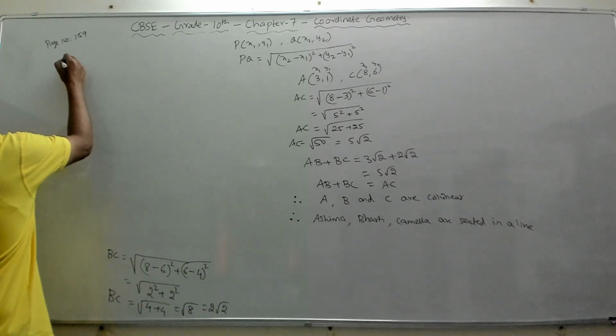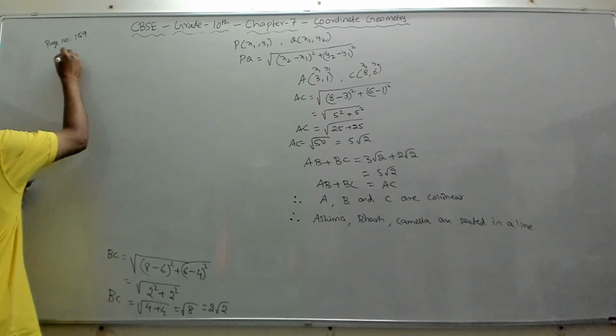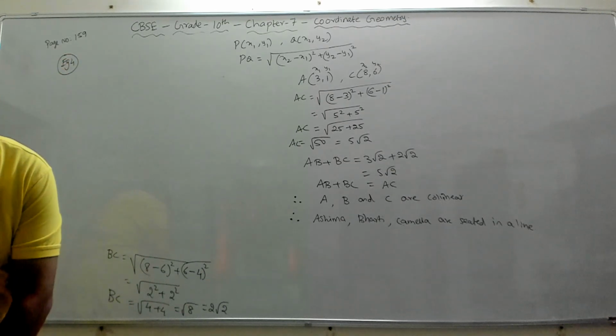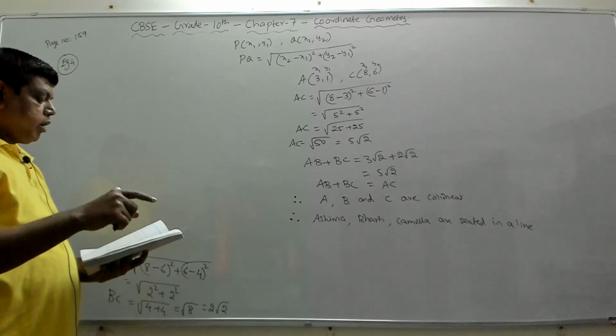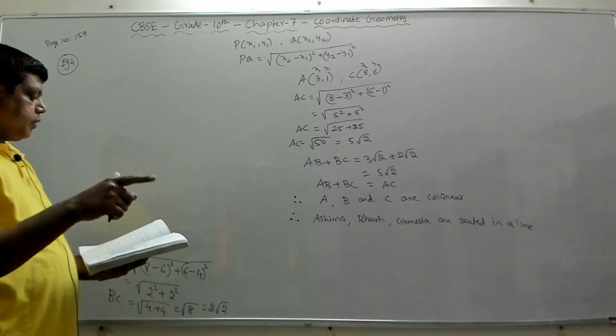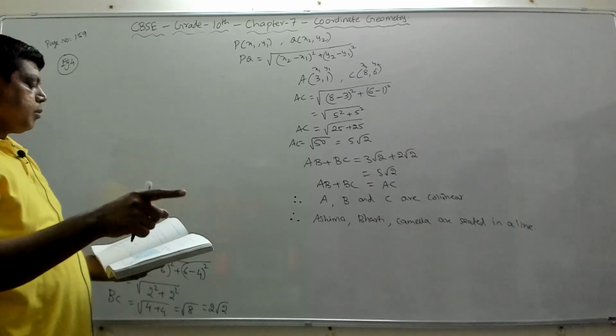So example 4 says: find the relation between x and y such that the point P of x comma y is equidistant from the points 7 comma 1 and 3 comma 5.